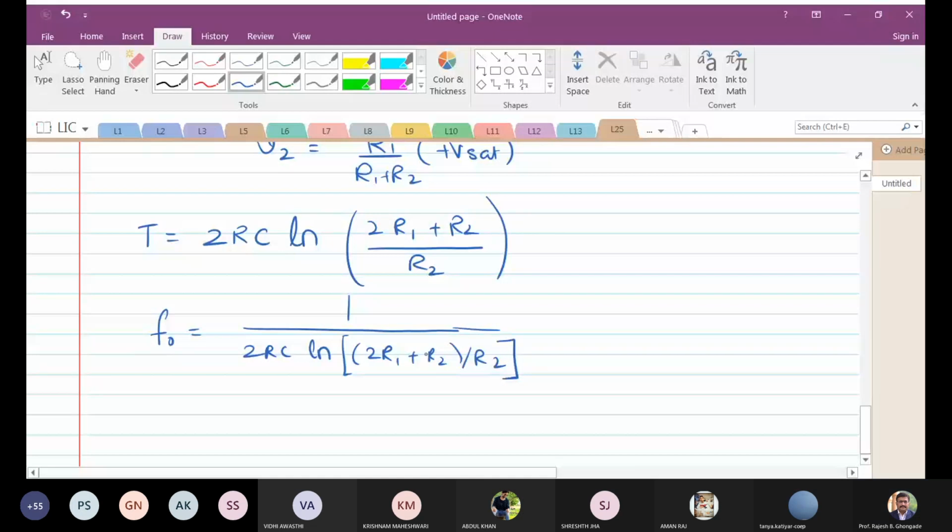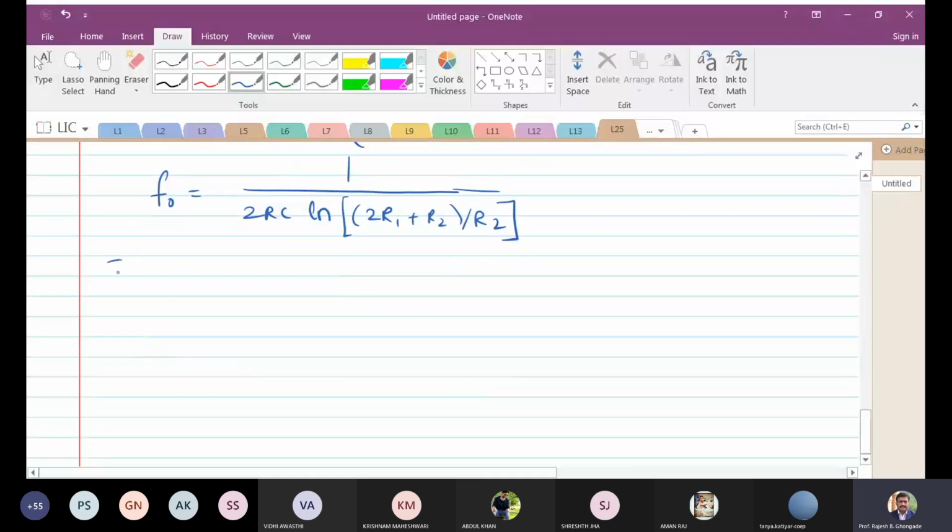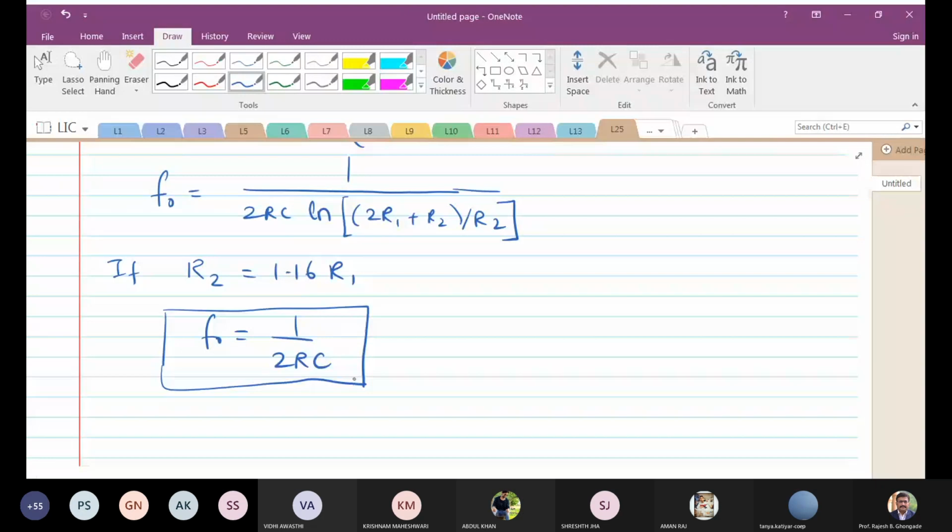Now if I make R2 1.16 times R1, then this simplifies simply to 1 upon 2RC. This is the condition. So it is very easy to design for a particular frequency. Is this all right, guys? Yes, sir.